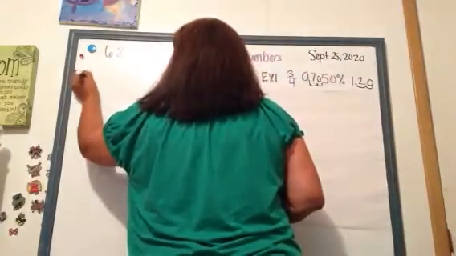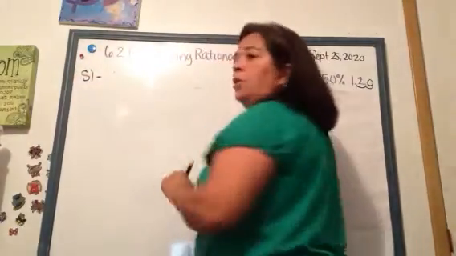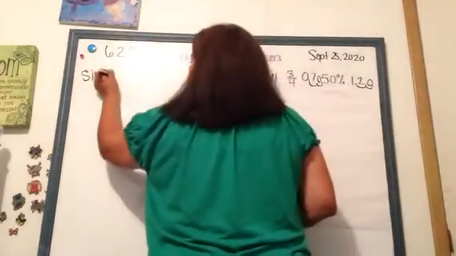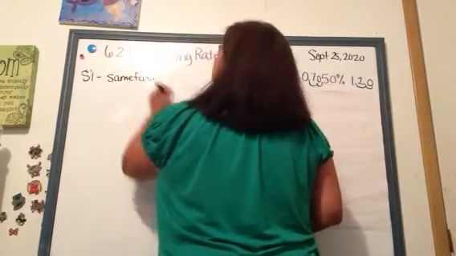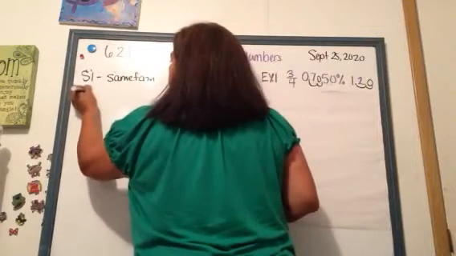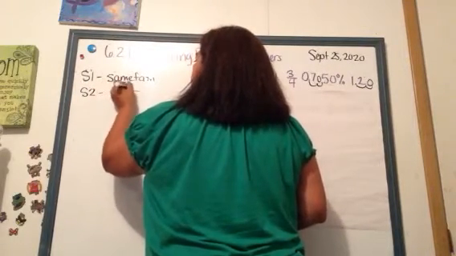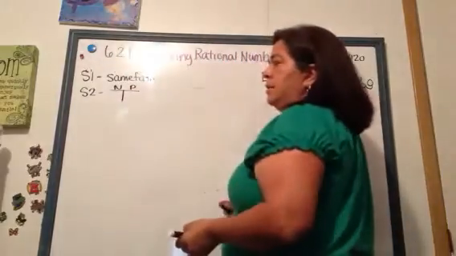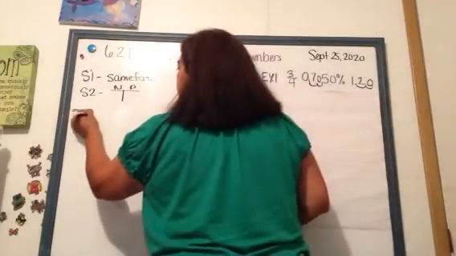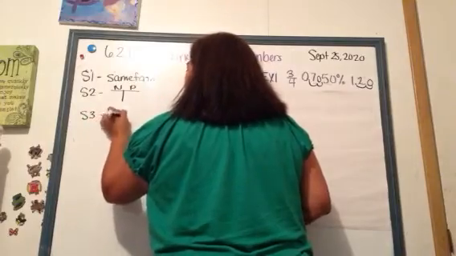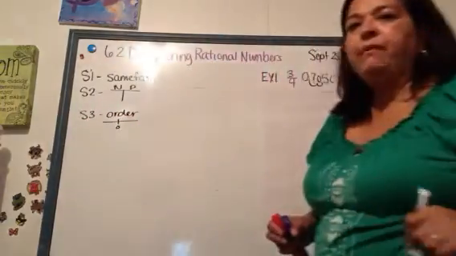Step 1, S1, that stands for step 1. You're going to change the form. They have to be the same form. So this is your reminder. Step 2, you're going to separate negatives and positives. Your negatives on the left, your positives on the right. And then step 3, you're going to order. And remember, if you use a number line, it's always going to be beneficial.